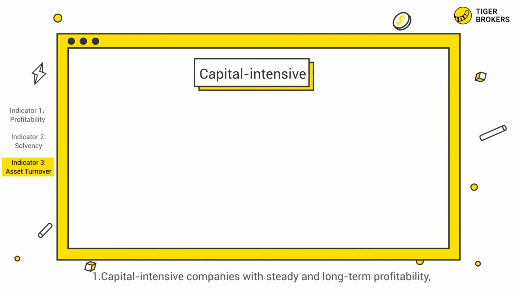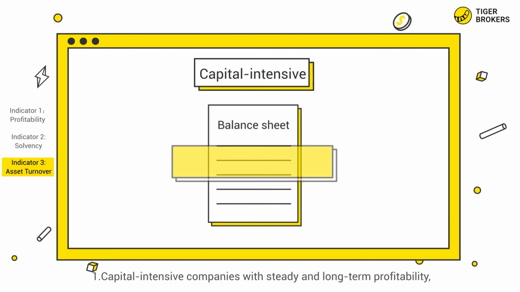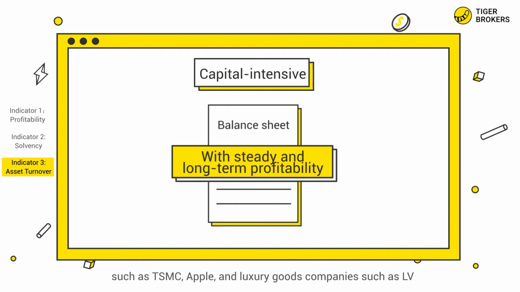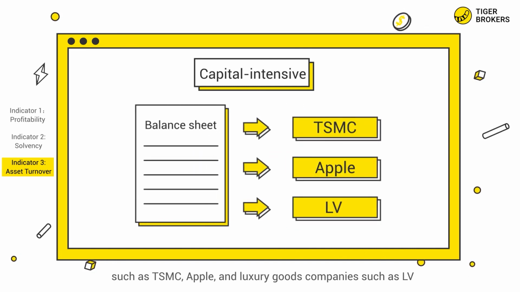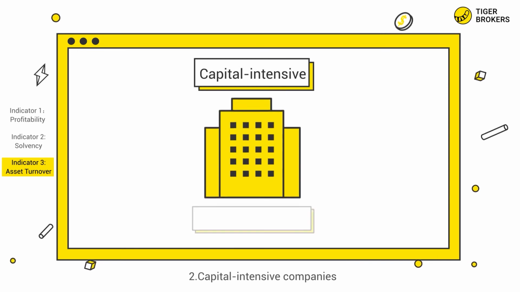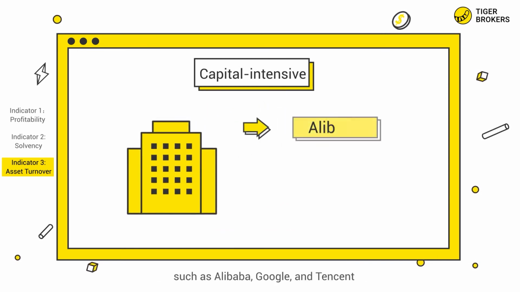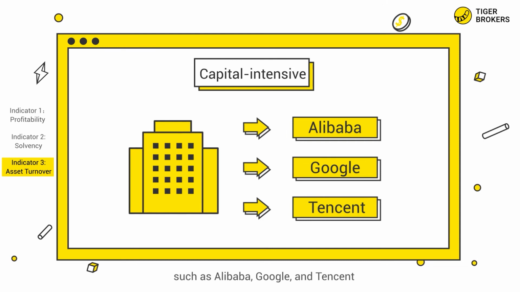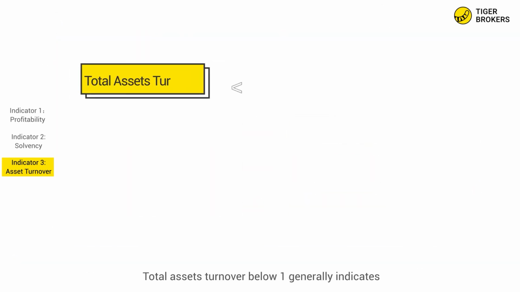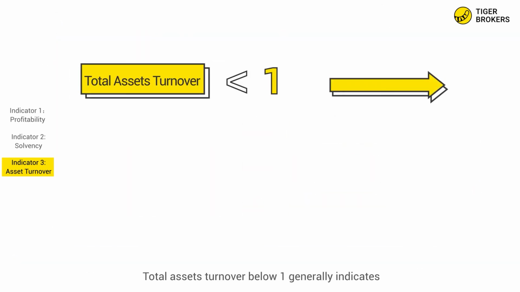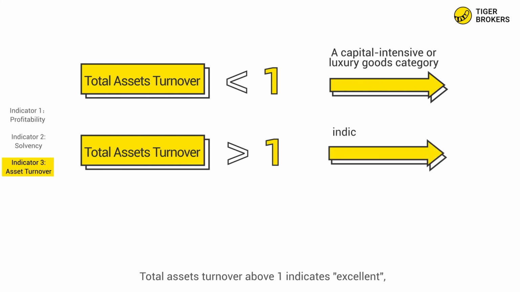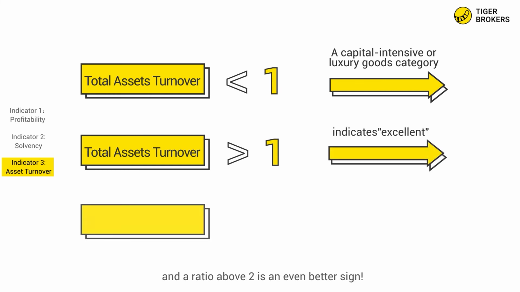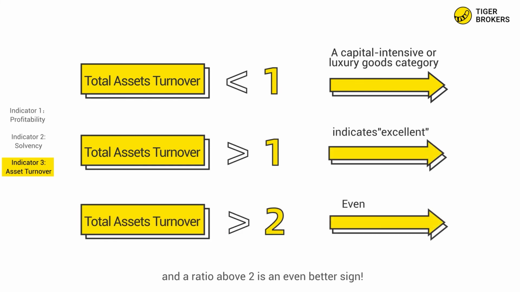1. Capital-intensive companies with steady and long-term profitability, such as TSMC, Apple, and luxury goods companies such as LV. 2. Capital-intensive companies with ample cash, such as Alibaba, Google, and Tencent. Total assets turnover below 1 generally indicates that a company is in a capital-intensive or luxury good category. Total assets turnover above 1 indicates excellent, and a ratio above 2 is an even better sign.